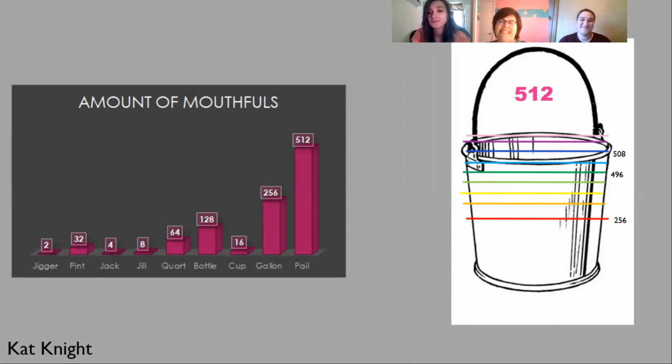And so to find the next line, we're going to add 128, which is our bottle, to 256. And when we do that, we get 384. Then we're going to add 64 to that, which is our quart, and we're going to get 448. And we're going to continue this pattern all the way up until we get 511. So the question asks, how many more mouthfuls can we put in there without it overflowing? We can put 1 more in there to keep it completely even, but if we put anything else, it will overflow.